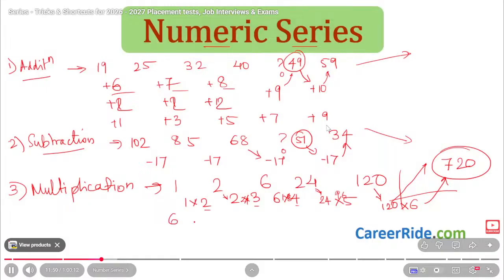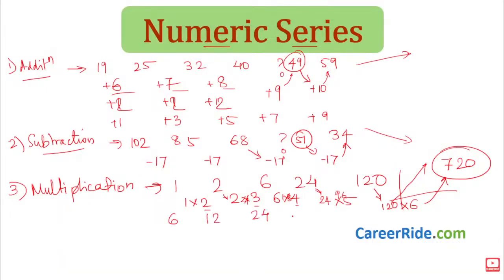number, okay, like say 6, 12, 24, 48, 96. 6 is multiplied by 2, you get 12. 12 is again multiplied by 2, you get 24. 24 is multiplied by 2, you get 48. 48 is multiplied by 2, you get 96. Okay, such multiplication can also be there.